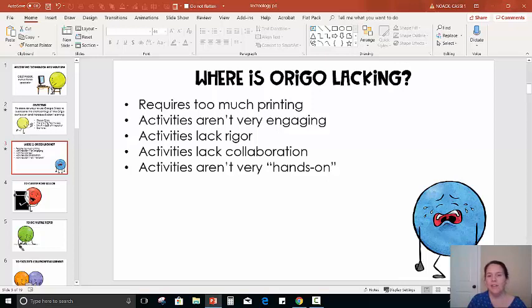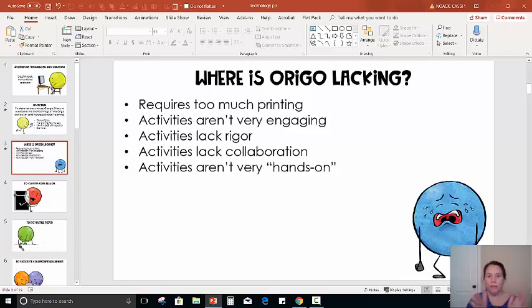Also, I heard that the activities aren't very fun or engaging for students sometimes, that the activities don't really have the rigor that you'd like, and that perhaps that's because the curriculum comes from Australia and not Texas. Also, there's not a lot of chances for students to work together or to use a more hands-on approach to create their understanding of the different math skills.